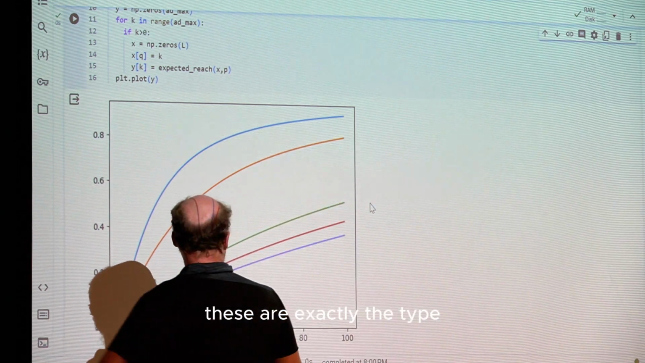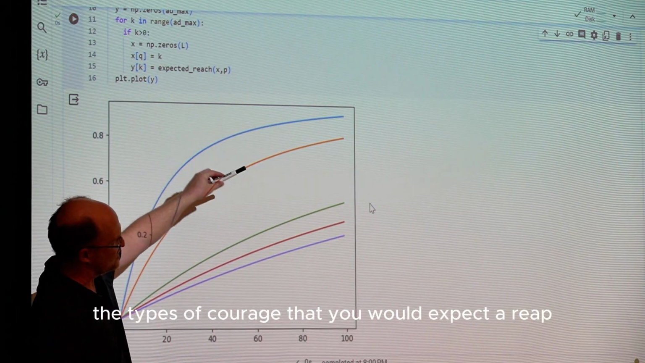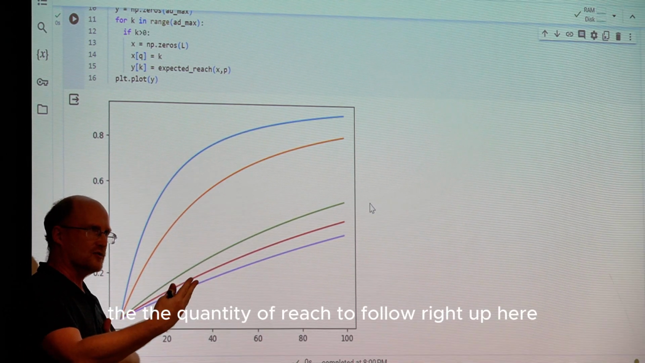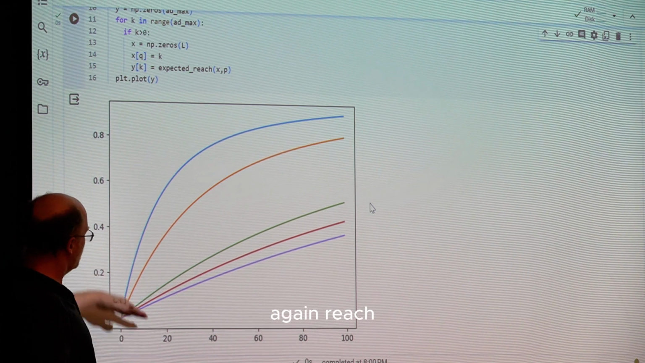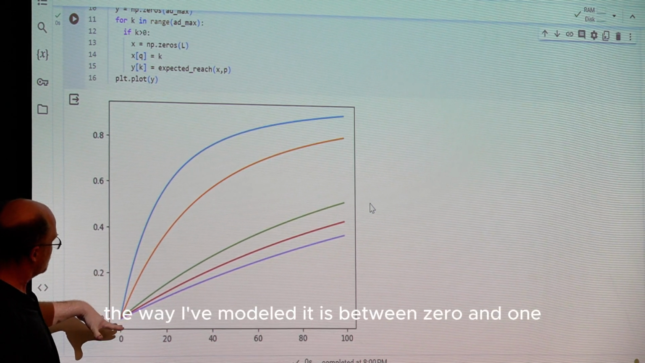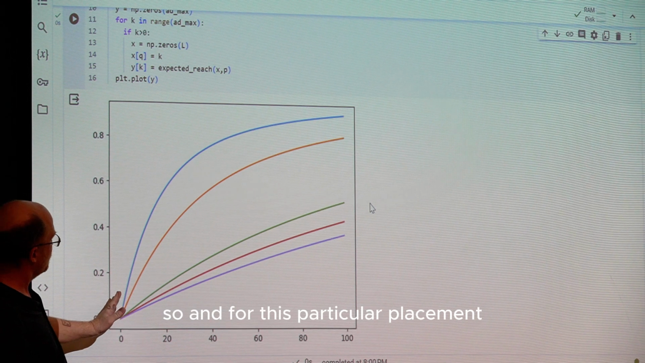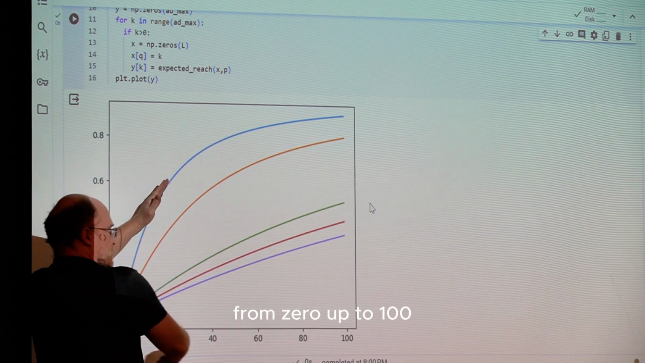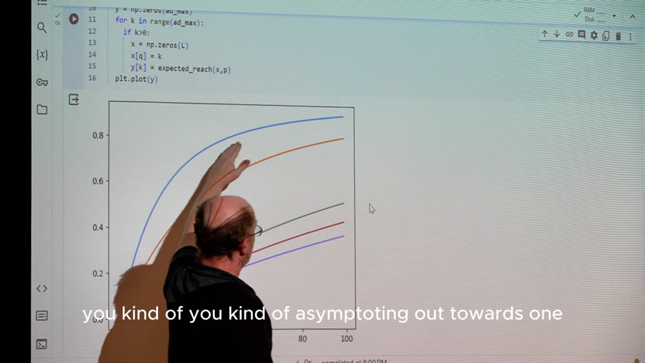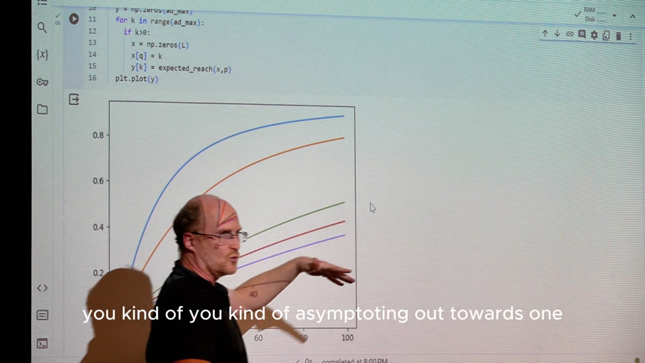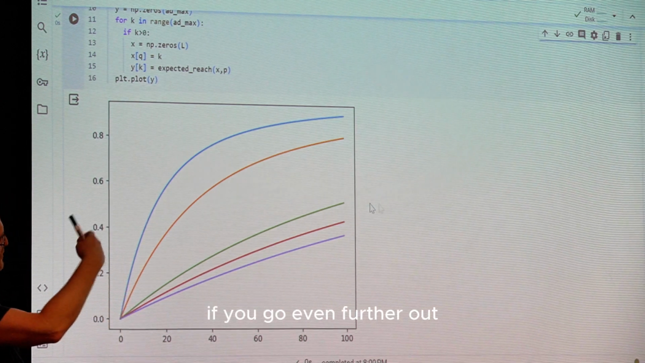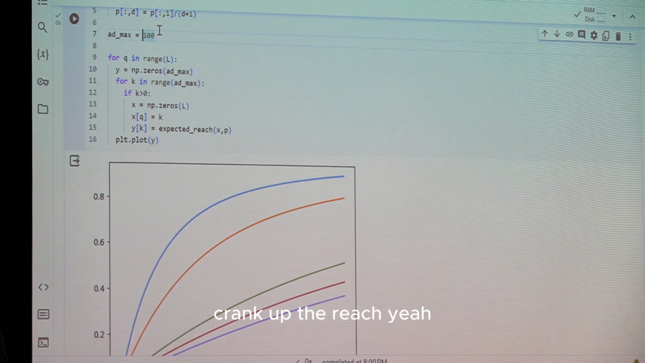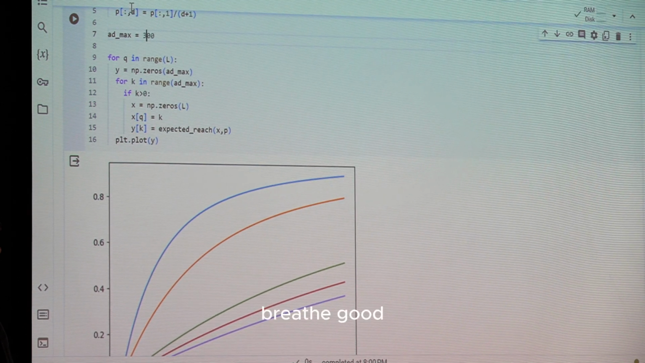These are exactly the types of curves that you would expect the quantity of reach to follow, right? Again, reach, the way I've modeled it, is between 0 and 1. So for this particular placement, as you increase your number of ads from 0 up to 100, you're asymptoting out towards 1. If you go even further out, you'll see that. Crank it up? Yeah. 3 is good.